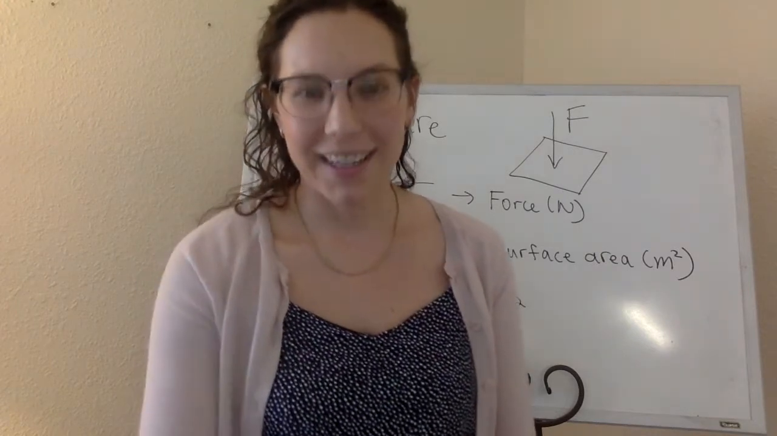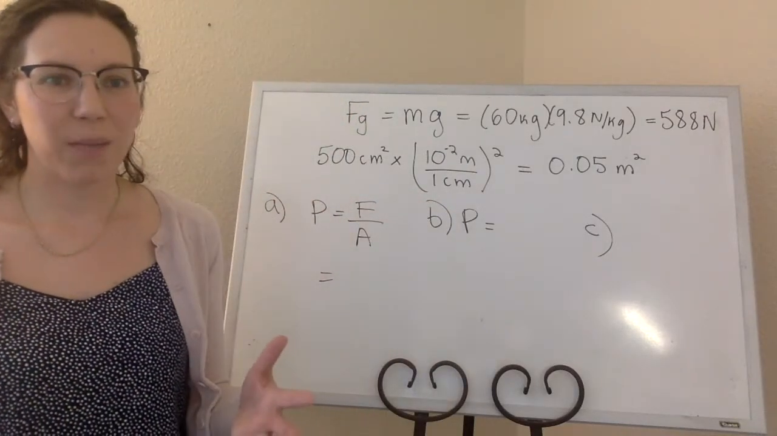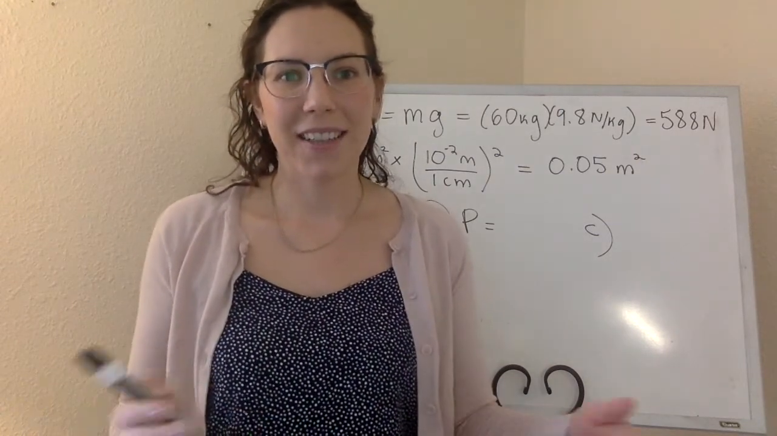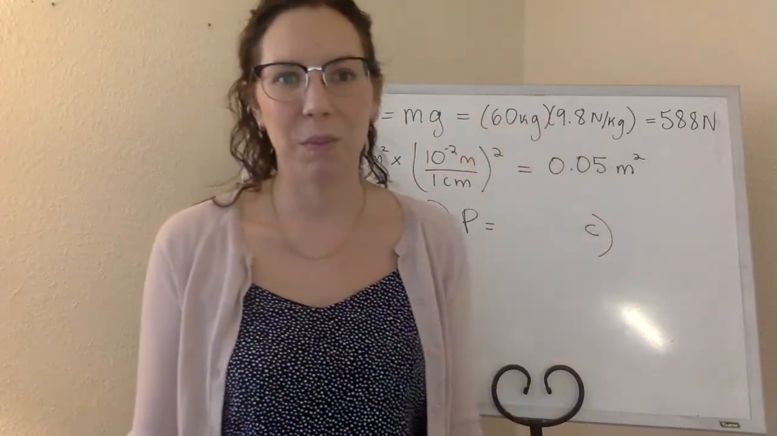So let's look at the first example on pressure. A person of mass 60 kilograms stands on the floor. What is the pressure exerted by the person on the floor if, part A, the person stands on 2 feet, which is an area of 500 centimeters squared, B, 1 foot, 250 centimeters squared, or C, 1 toe, 10 centimeters squared? Okay, so in each case, the force is going to be the same because it's equal to the weight of the person. So we can calculate that using Fg equals mg, 60 kilograms times 9.8 newtons per kilogram, which is 588 newtons.